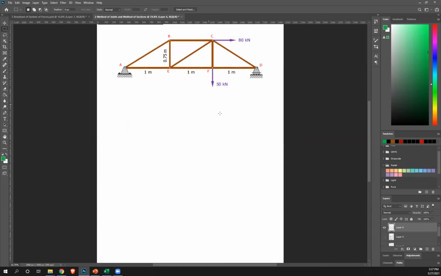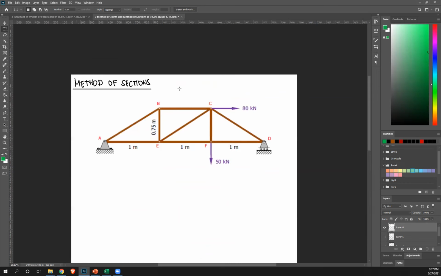We have this. Okay. So we're looking for BC, CE, EF. Now you're gonna cut where you want to find out the forces in the members. So essentially, I'm gonna cut here. And then it's just 3 members, so it's allowed. So I'm gonna cut this way, right?